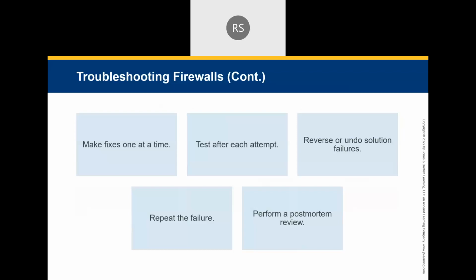If a solution exacerbates the problem or introduces new issues, you want to promptly revert the changes to their previous state to minimize disruptions. If the issue persists after implementing a solution, replicate the failure scenario to gather additional information and refine your troubleshooting efforts. After resolving an issue, you want to conduct a post-mortem review to analyze the root cause, identify any lessons learned, and implement preventive measures for future issues.